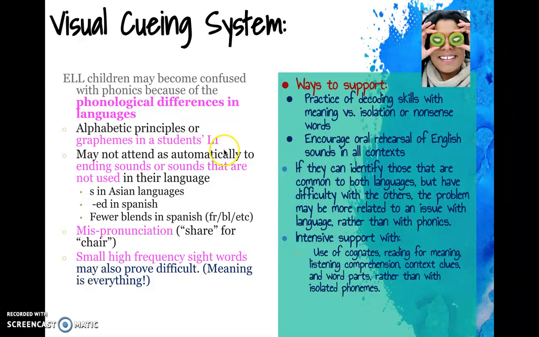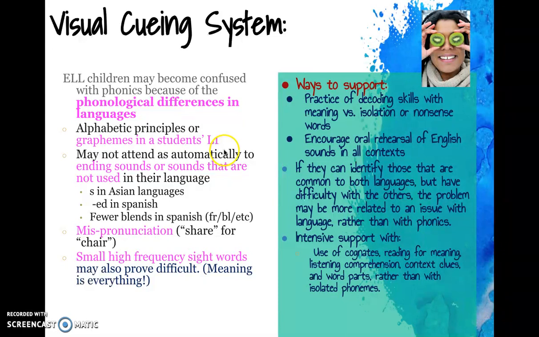Some key strategies to support students with the visual cueing system is that we should practice decoding skills with students with meaning versus in isolation or nonsense words. That means when students are segmenting and blending words, we would want to use words that they know in English already. They know the meaning of them. It's very hard to blend words together if you don't have that word in your existing vocabulary.